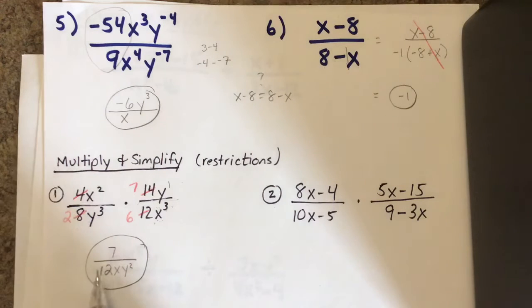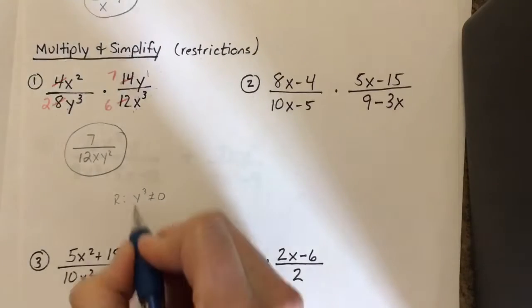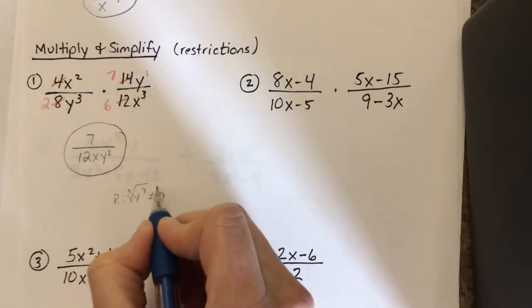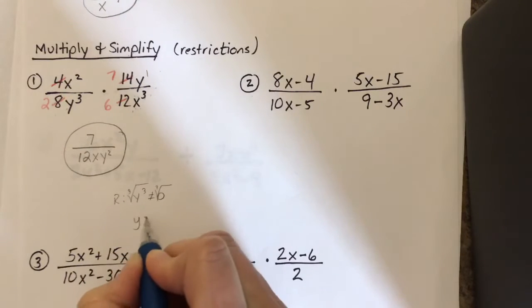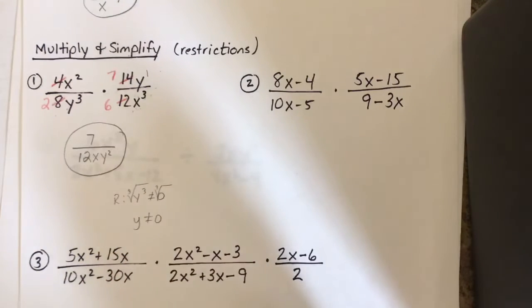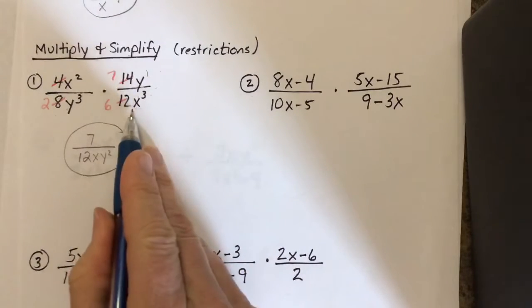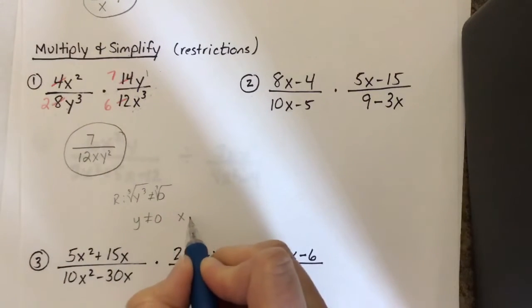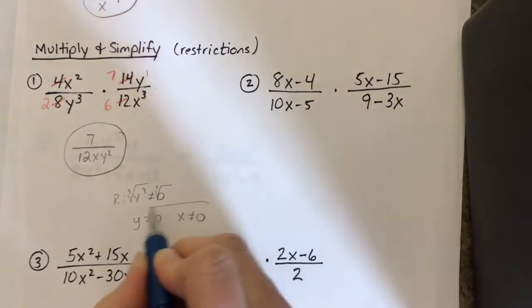Okay. 7 over 12x, y squared. Final answer. Restrictions come from the denominator can't be 0. Well, my restrictions are y cubed cannot be 0. All right. Opposite of cube is cube root, and the cube root of 0 is 0. Y cannot be 0. Then from x cubed, x also cannot be 0.